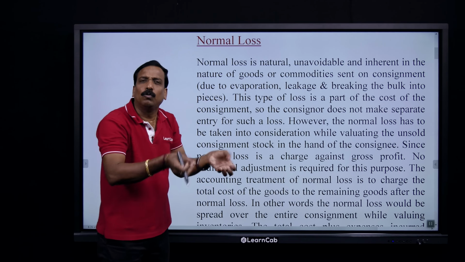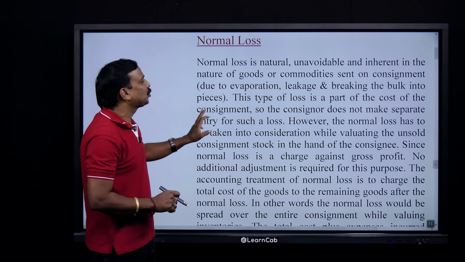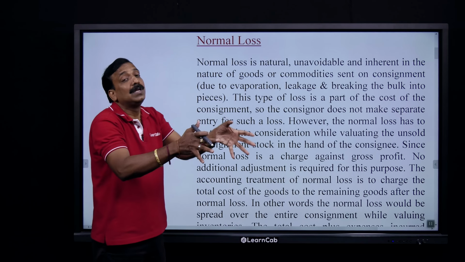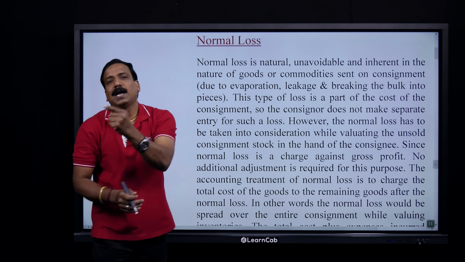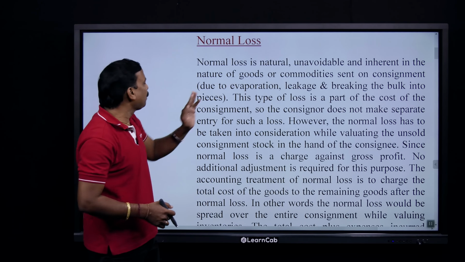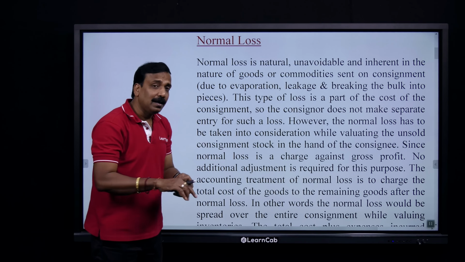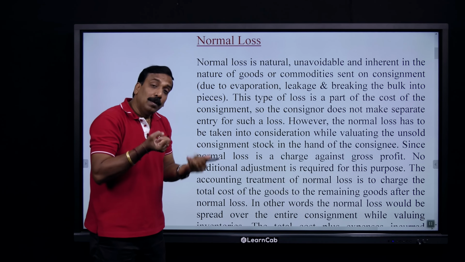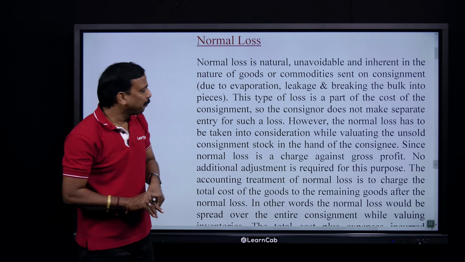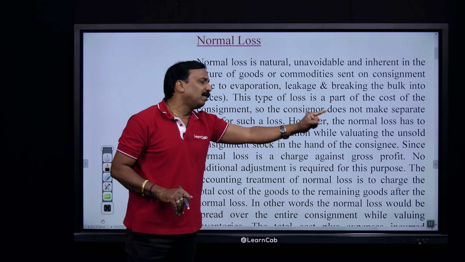As I said, you buy wood and convert it to a wooden structure, right? This type of loss is part of the cost of consignment. Just now I said that you can't help it. It will definitely be there if the goods are exposed to this kind of inherent loss. So the consignor does not make a separate entry for such loss. Did I pass any journal entry? No. What I did was just spread the cost of that particular normal loss unit over the remaining or usable quantity. Further, however, the normal loss has to be taken into consideration while valuing the unsold stock.